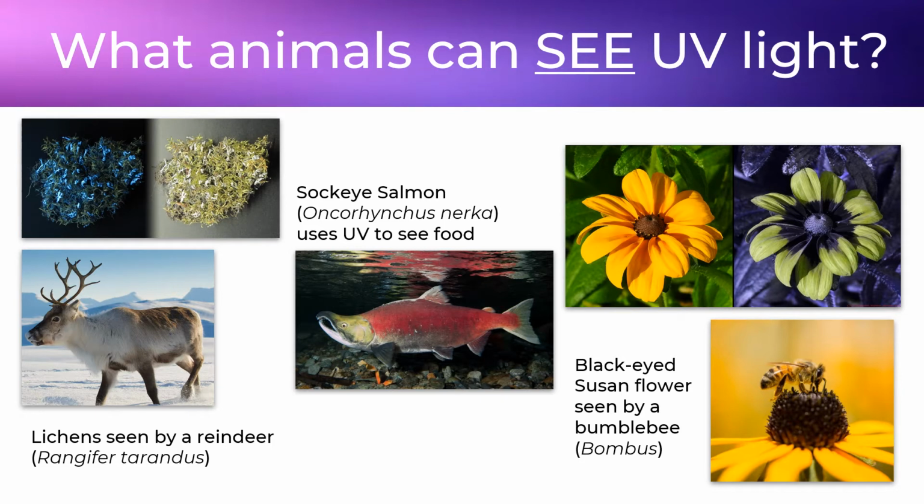There are many animals out there that have the ability to see UV light. For example, reindeer rely on UV light to spot lichens, a type of plant they eat. The sockeye salmon also uses UV light to spot their food on the ocean floor. In addition, many insects can see UV light, such as the bumblebee that can see the black-eyed Susan flower by its unique bullseye pattern that was only visible by UV light.